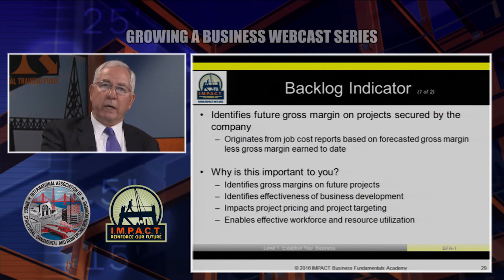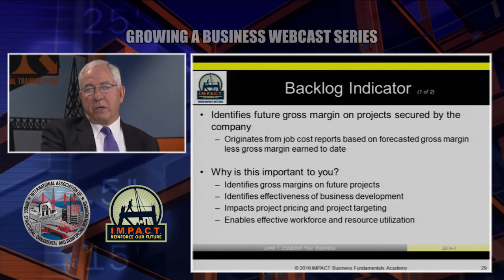They tend to be very optimistic about the productivity rates, and all of a sudden they've got a job that they can't match their productivity on, and it becomes one of those bad jobs we talked about earlier. And so managing backlog is a really important aspect of managing profitability for construction firms, and it helps them identify gross margin on future projects, the effectiveness of their business development efforts, knowing what work's getting signed up, knowing how much margin they have on that work.